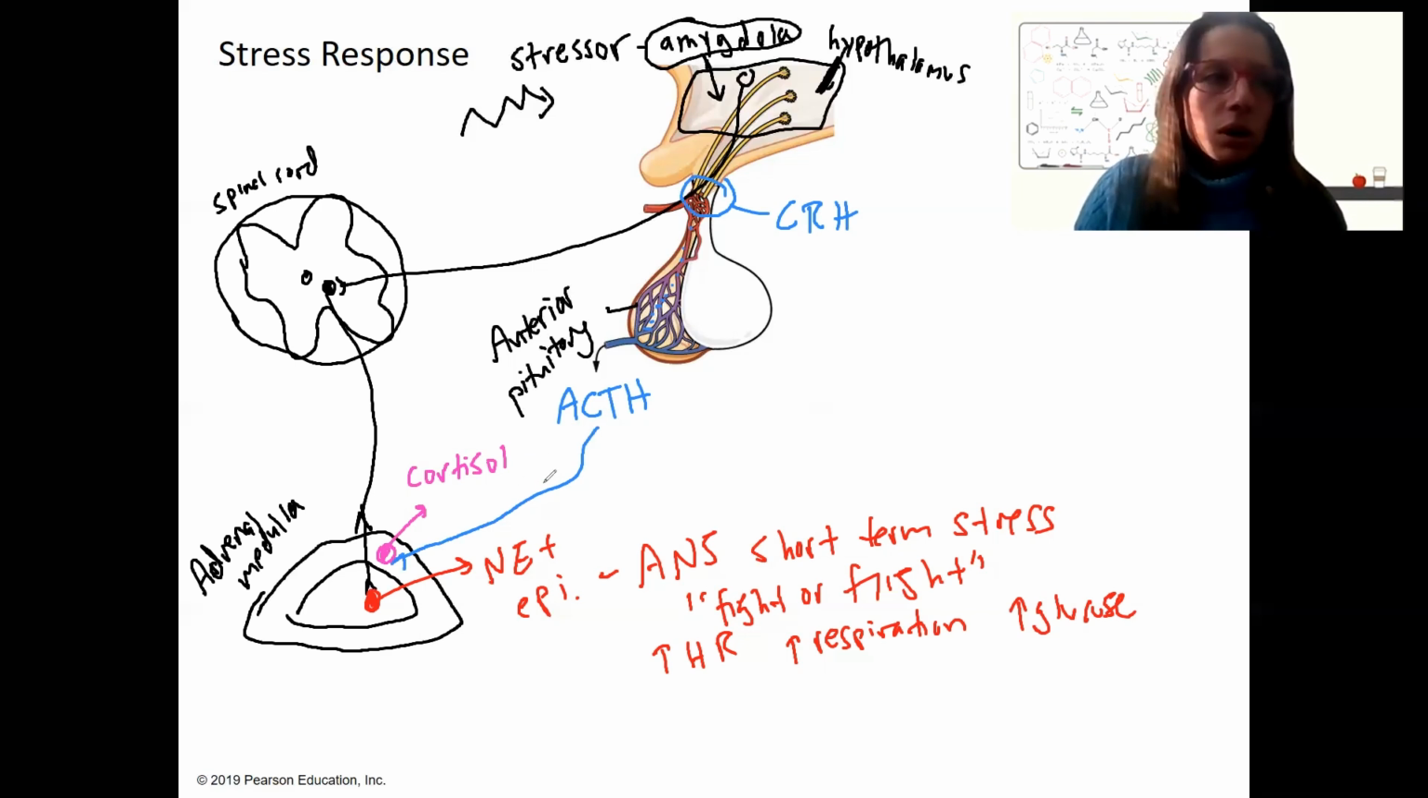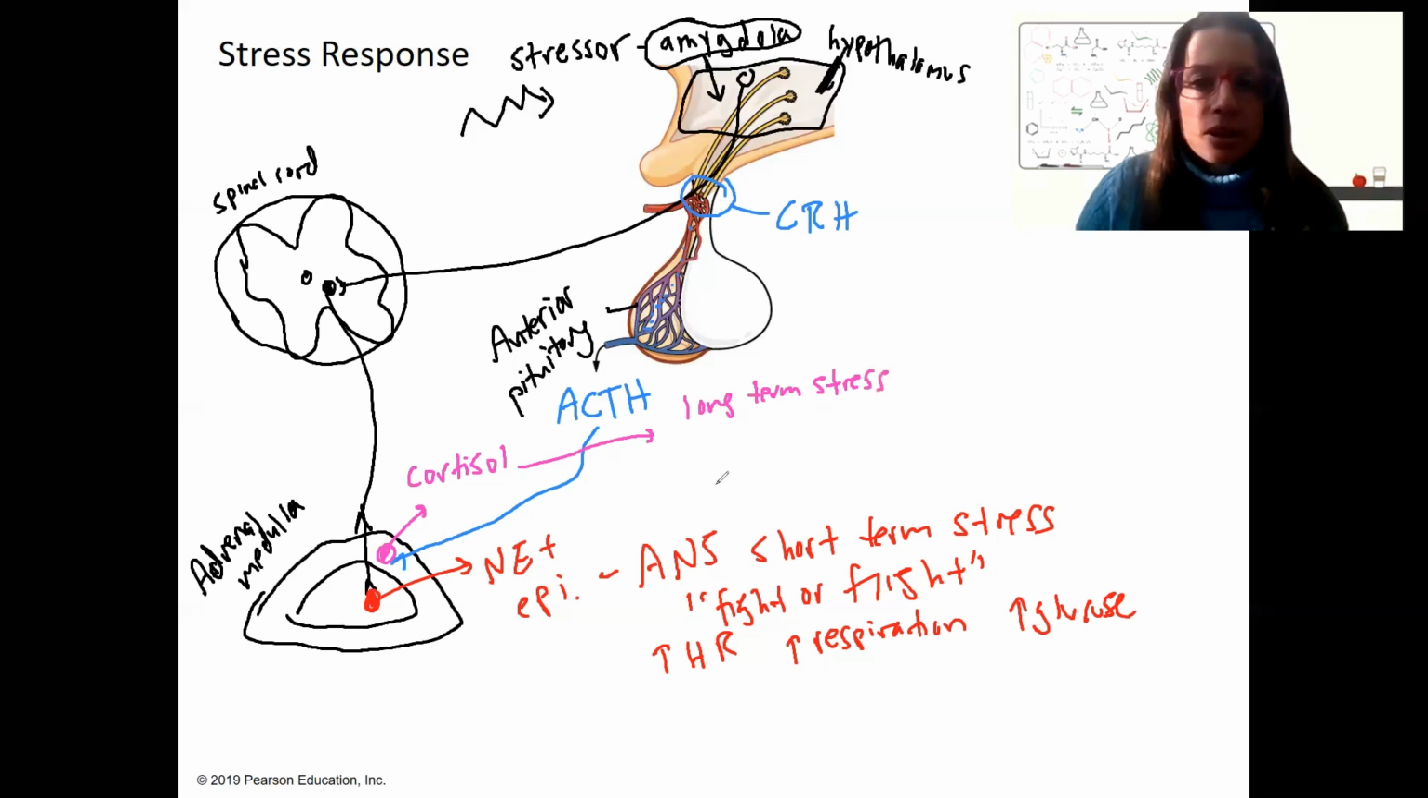Cortisol is really the one I want you to focus on right now. Cortisol is a stress hormone. It's released in response to stress. It's going to have some similar effects to your adrenaline, but they're more for long-term. So this is our long-term stress.